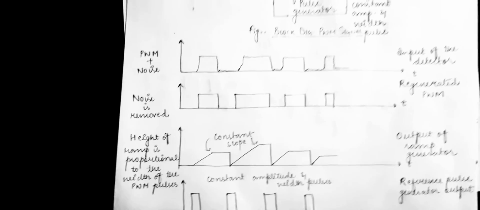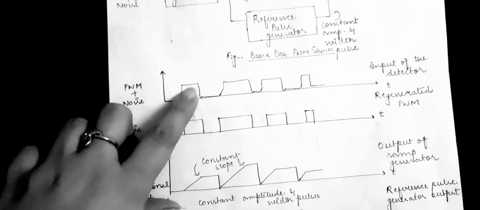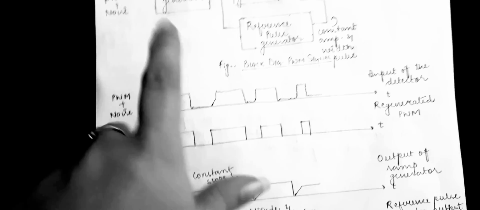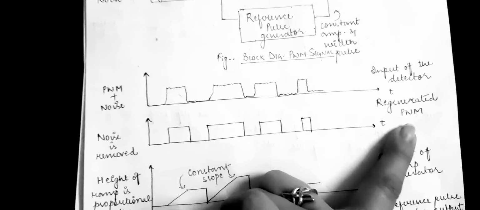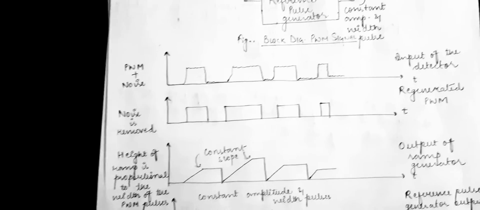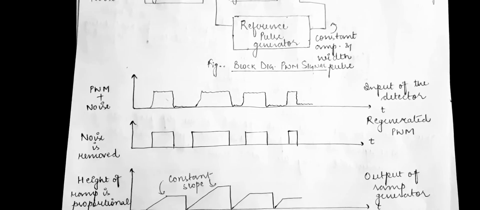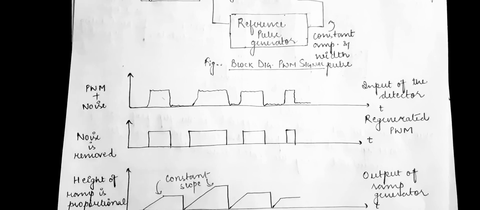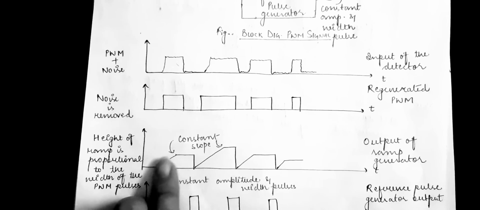So let's explain it with the help of the waveforms. Here we can say that we have the pulse width modulation along with the noise. So these are distorted signals, that is the input of the detector. After that, when the noise is removed by the pulse generator, we get the regenerated PWM. Next, we see at the output of the ramp generator that the height of the ramp is proportional to the width of the PWM pulses, which means the slope is constant.